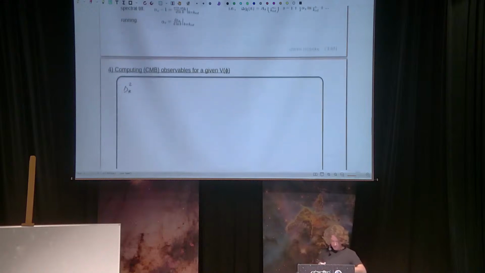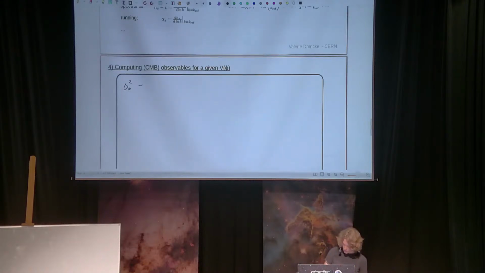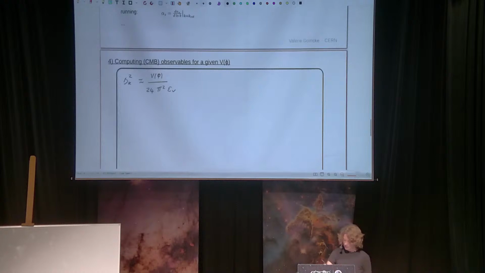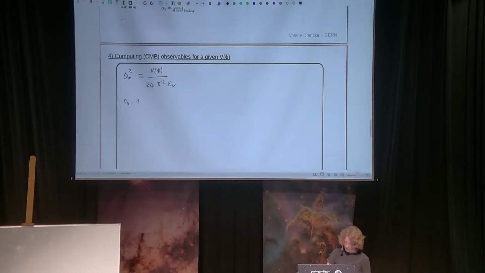So if I just plug that in, I will get, in this lowest order approximation, V of phi divided by 24 pi squared epsilon_V. And if I want to evaluate that at the CMB scales, it means I need to evaluate it at the point of time when the modes that we see in the CMB today exited the horizon during inflation. I can then also compute n_s minus 1, which is, according to the definition on the previous slide, just d ln of the scalar power spectrum over d ln k.